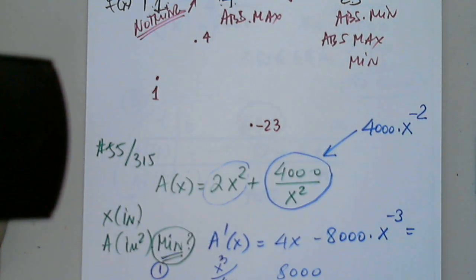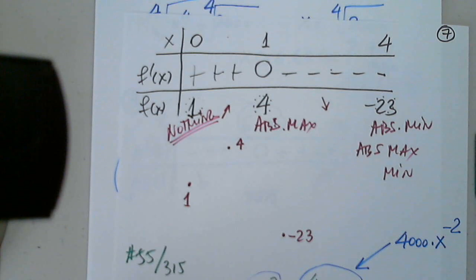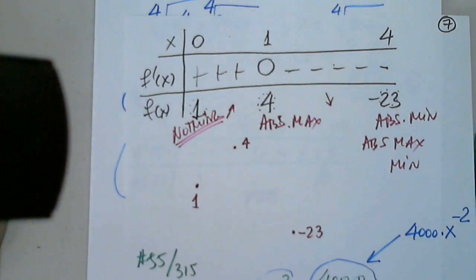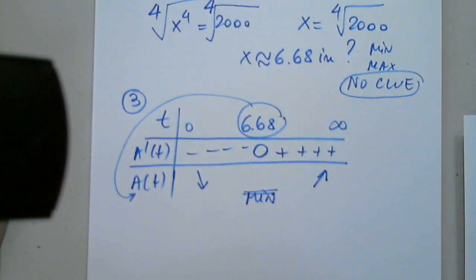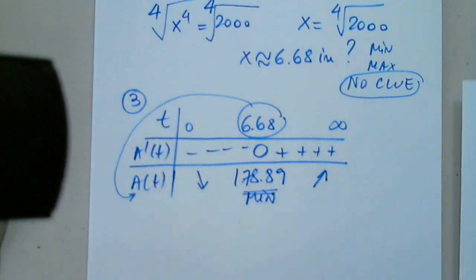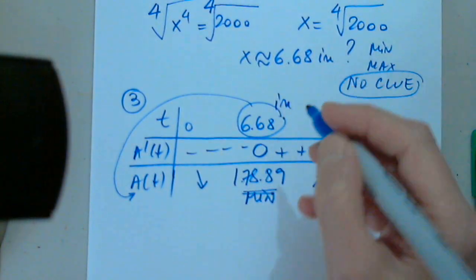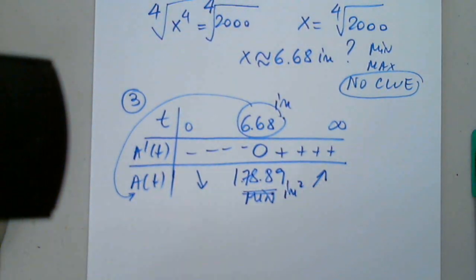Okay, so I plug in, what was it? 6.68. 6.68 in the function, not in the derivative. So in square inches, we find 178.89. 178.89 square inches. So this is in inches, and this is in inches squared, because we're talking about area.